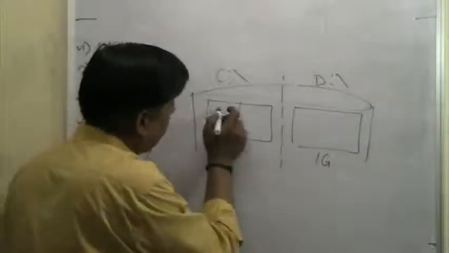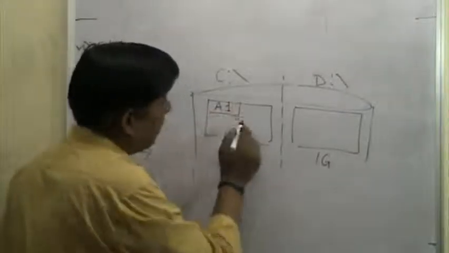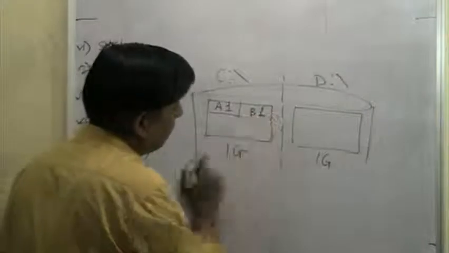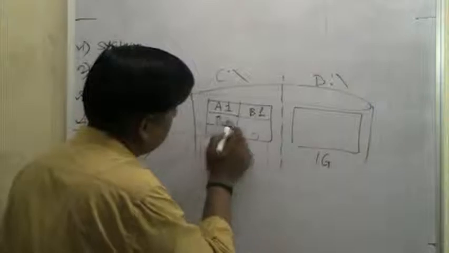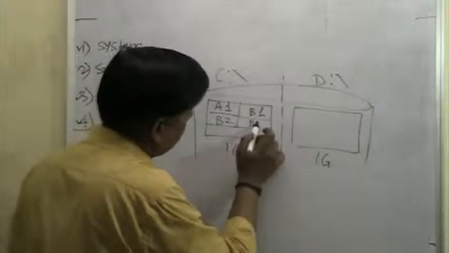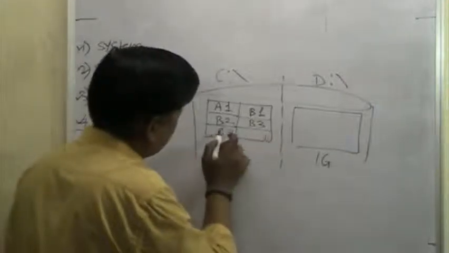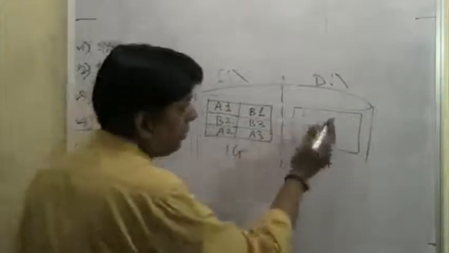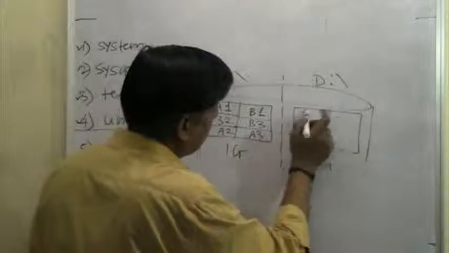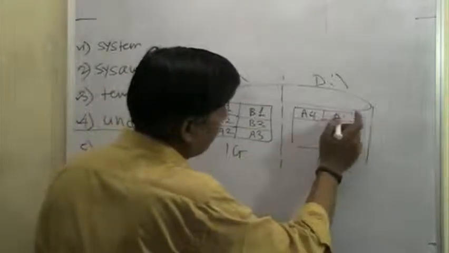First table A1 gets created here, the first extent of the A1. Then B1 gets created here, and then B2 is here. B3 is here. Again A2, A3, and now this data file is full. So what is going to happen? The A4 will get created over here. A5 will get created over here.